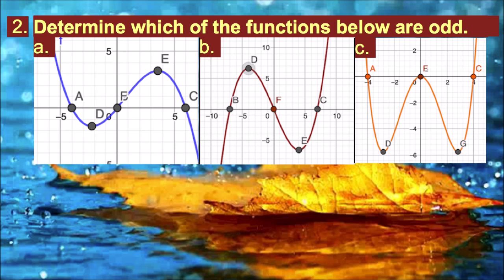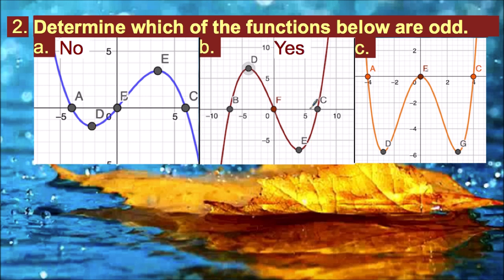Determine which of the functions below are odd. A is not an odd function. We check here to see if we can find symmetry with respect to the origin, looking at points D and E as reference, but we can see that E's y value is greater than D's y value in the positive direction. Thus, we can tell that this is not a symmetric function over the origin.